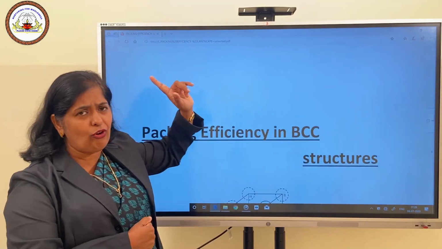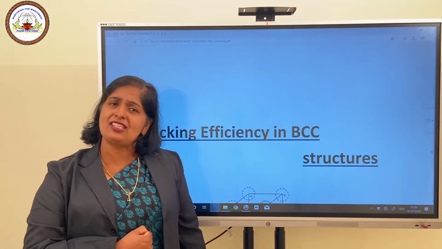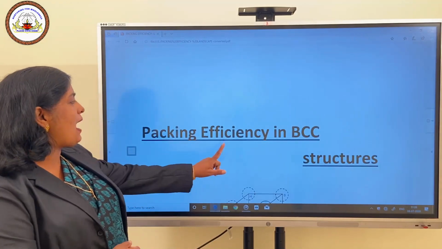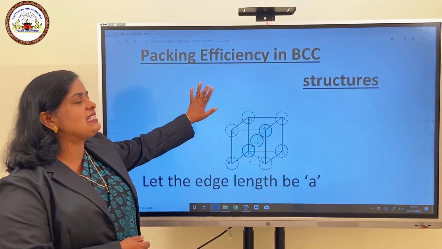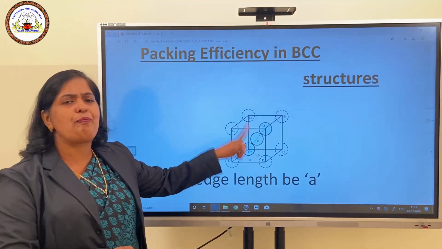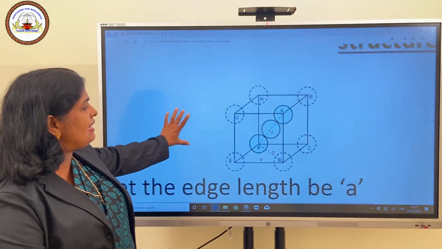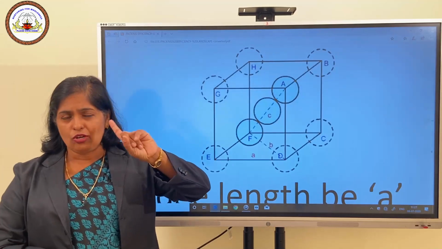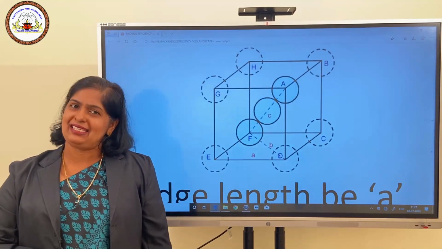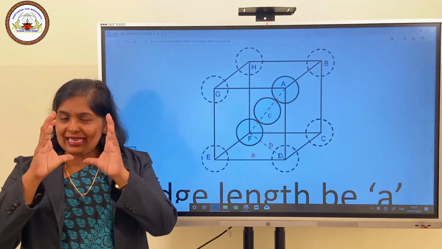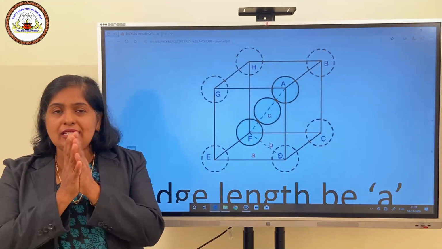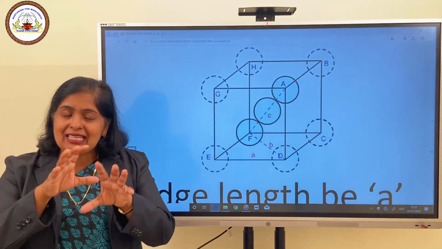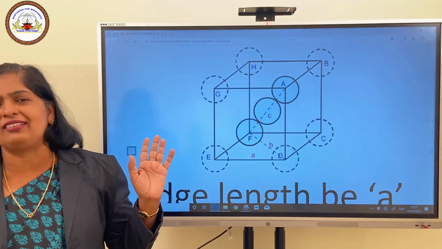And I told you before that its packing efficiency is 68%, and we will see how to reach that packing efficiency in BCC structures. Here a body-centered unit cell is shown. Hope you remember how it is. A body-centered unit cell contains an atom in the center, the body center, which is not shared with any other atom.